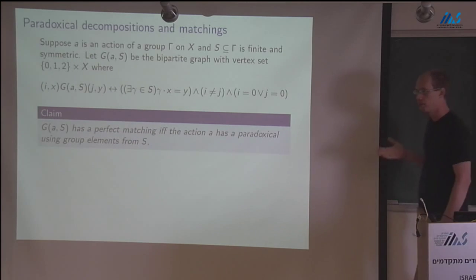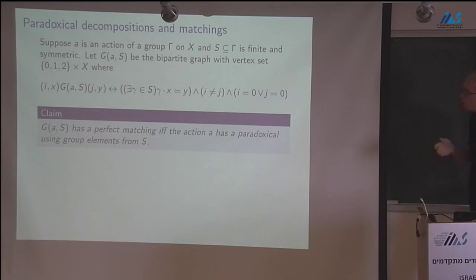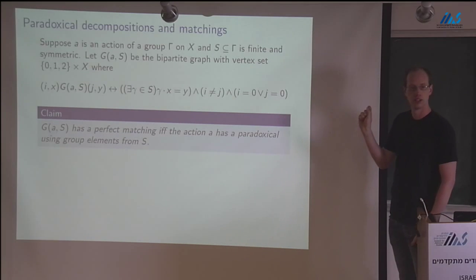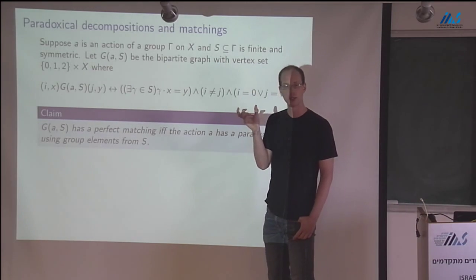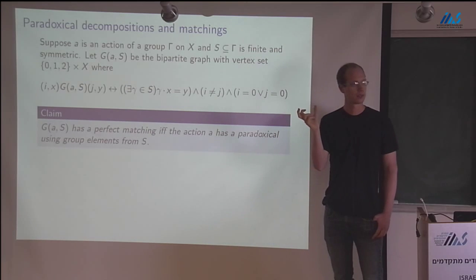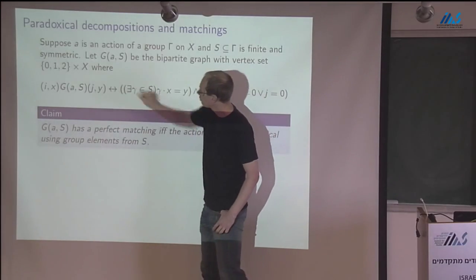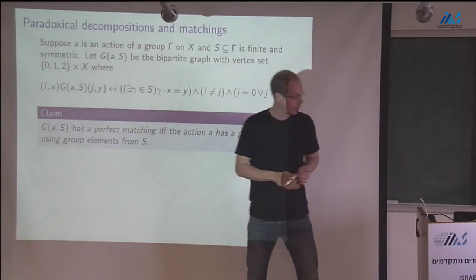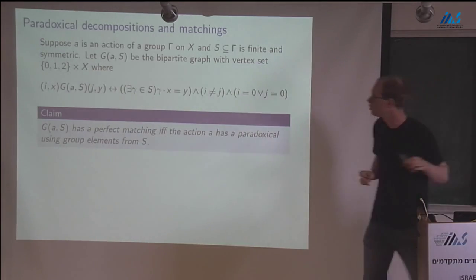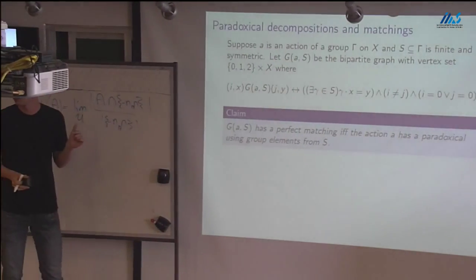Right. So I want to talk about this equivalence between paradoxicality and matching. So suppose A is an action of a group gamma on a space X, and you have some finite symmetric subset of the group. And you should think of this set as some finite set of group elements that you might consider using to make the paradoxical decomposition of the action. Okay. So I want to define a graph now. And the graph is going to be on three copies of the underlying space where you're acting. Symmetric, I just mean closed under inverses.